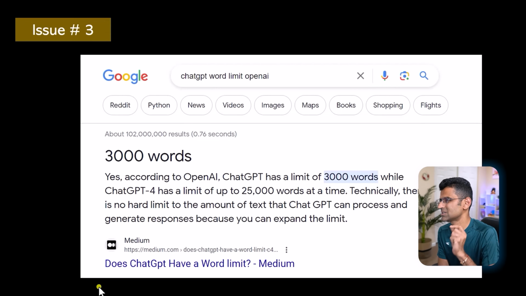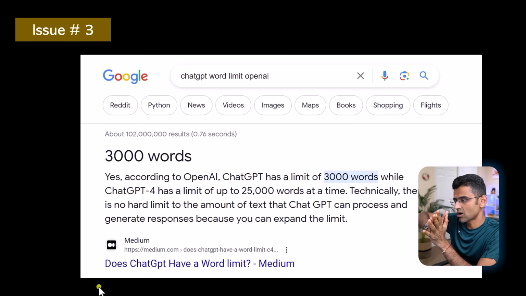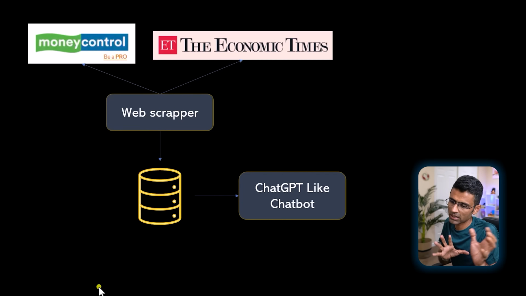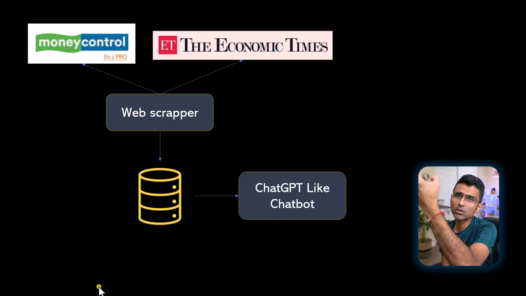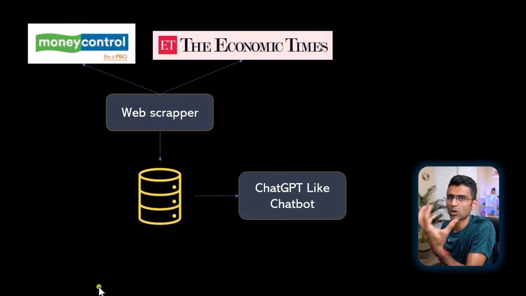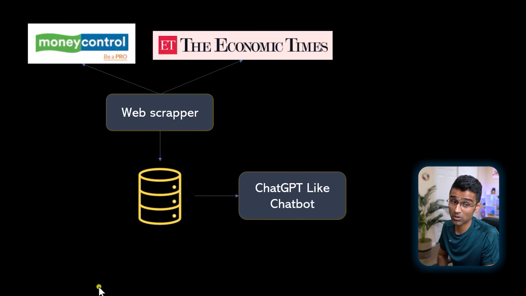And the third issue is ChatGPT's word limit. In ChatGPT, you can't copy paste a huge article. It has a limit on the number of words you can supply. So we need to build some kind of tool that can go to the news website, which our equity research analyst puts trust in, and pull all those articles into some kind of knowledge base. The database I'm showing here is some kind of knowledge base, and you can build a ChatGPT-like chatbot which can pull data from that knowledge base.